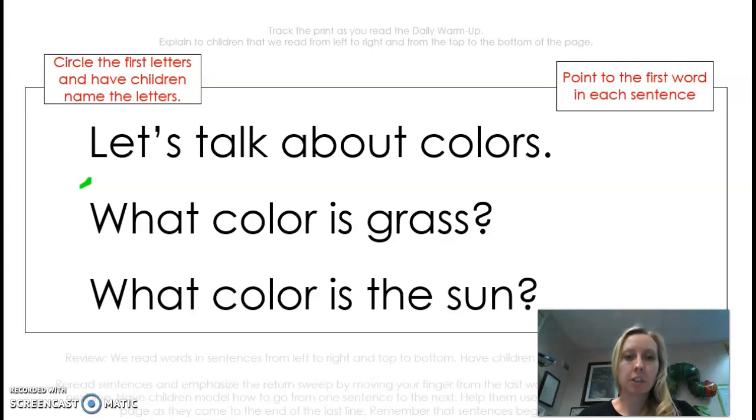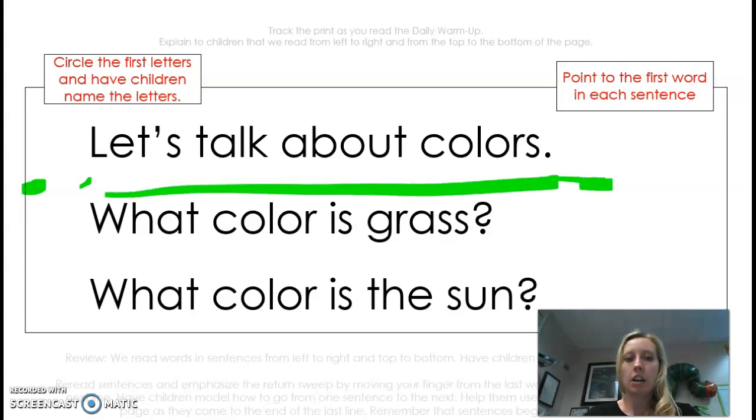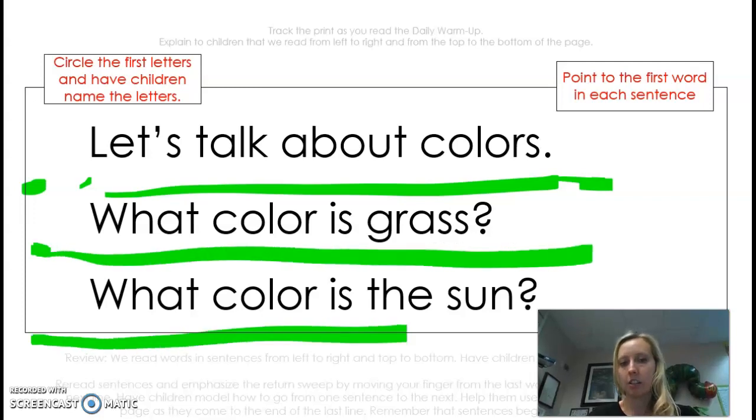So today we're looking at a few sentences first to let you understand that when we read, we start on this side, left, and then we go all the way across to the right. And then we go over here to the next line, go all the way across. This is how we write and how we read.